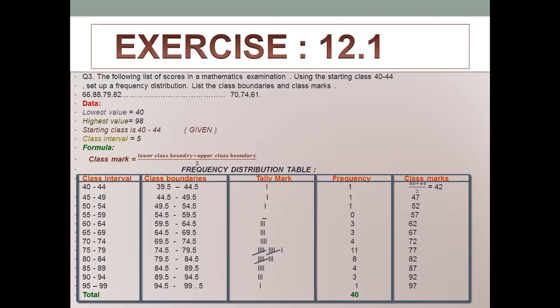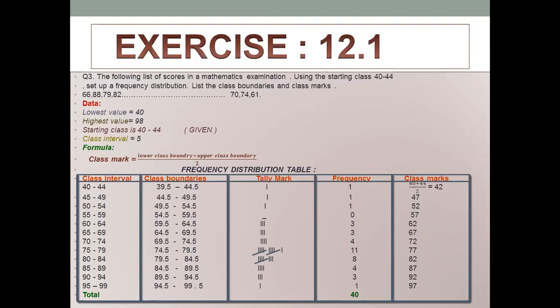Now come to the class mark. Class mark means the average of that class. How do you calculate the average? You add the numbers and divide by the total numbers. How many numbers are given? Two. You have done this average in class 5 and also in class 6. Now I write here the formula for class mark: lower class limit plus upper class limit divided by 2. Because there are two numbers, the upper class and lower class, that's why we divide by 2.